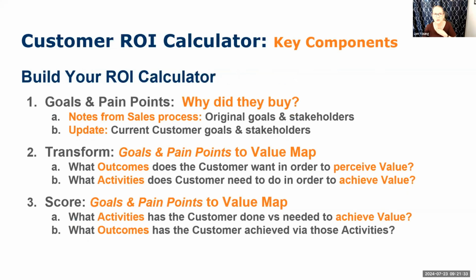Now we're getting to building the ROI calculator and the key components for building it. We'll have an example of this, but we want to walk through 3 general areas. First, you want to identify the goals and the pain points. What did they buy? What information do you have from the sales process? And how might you update it? I was just referring to here, your current customer goals and stakeholders.